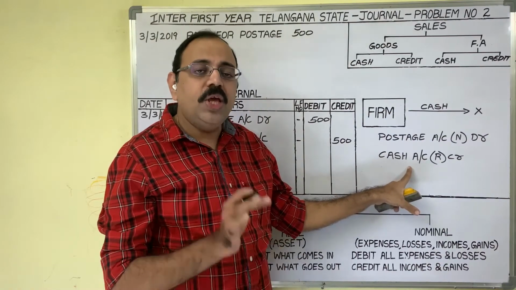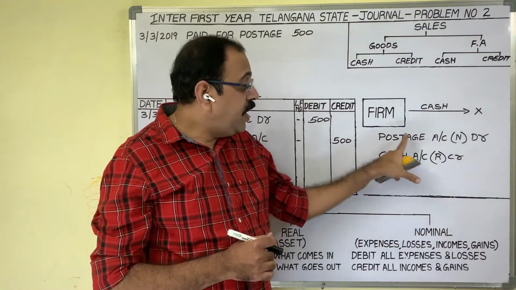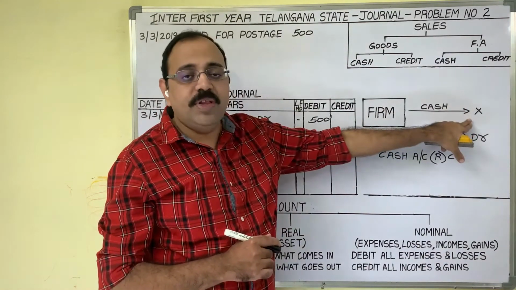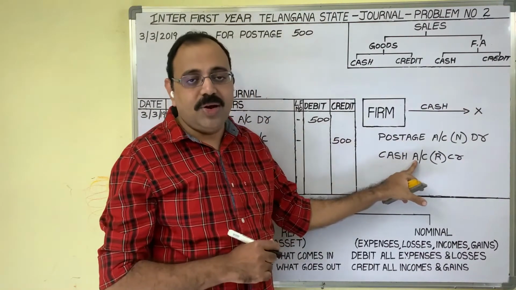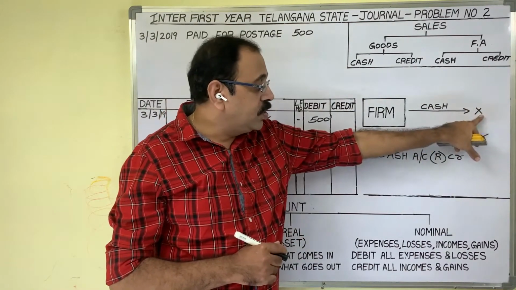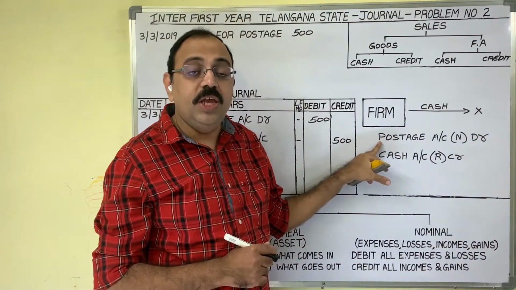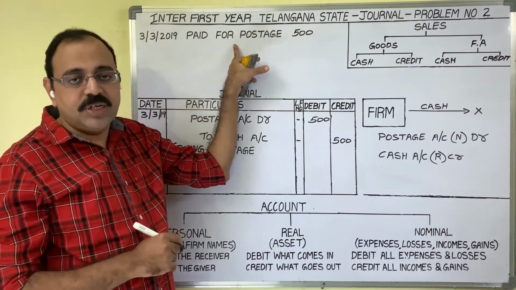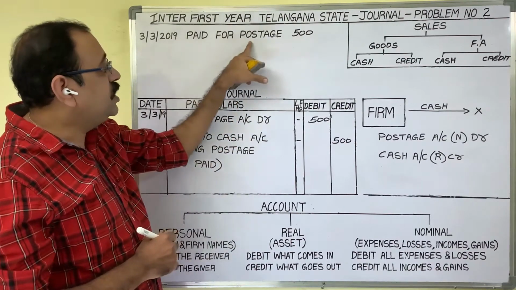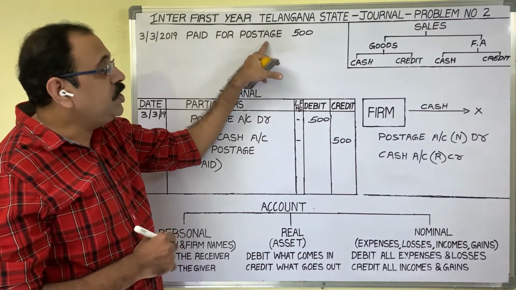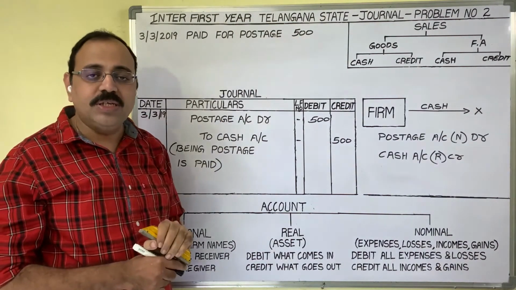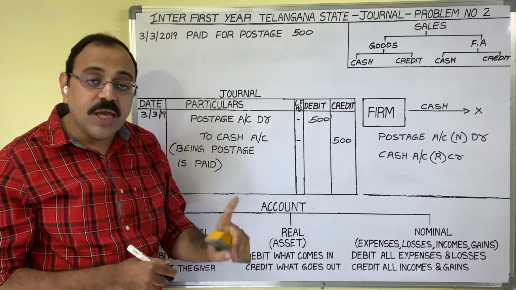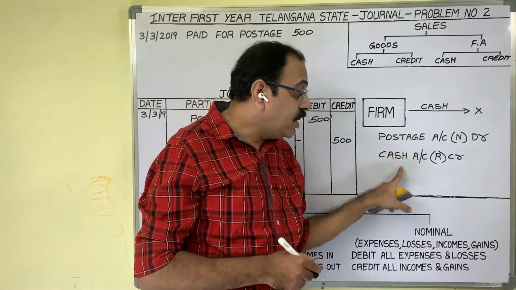So remember, in case of expenditure, the expenditure name becomes one account, and as cash is going from the firm, cash account is another account. Means X account we should not take here. Even though the person name is given in the question, we should not consider it. For example, the transaction is like this: paid for postage to Raju 500 rupees. To whom did we pay that amount? To Raju. Even though that name is given, don't take it as an account here.